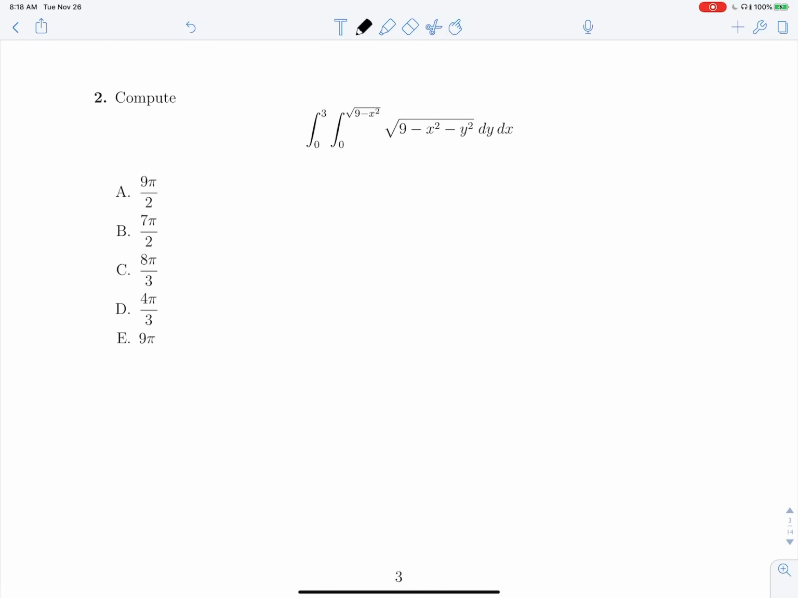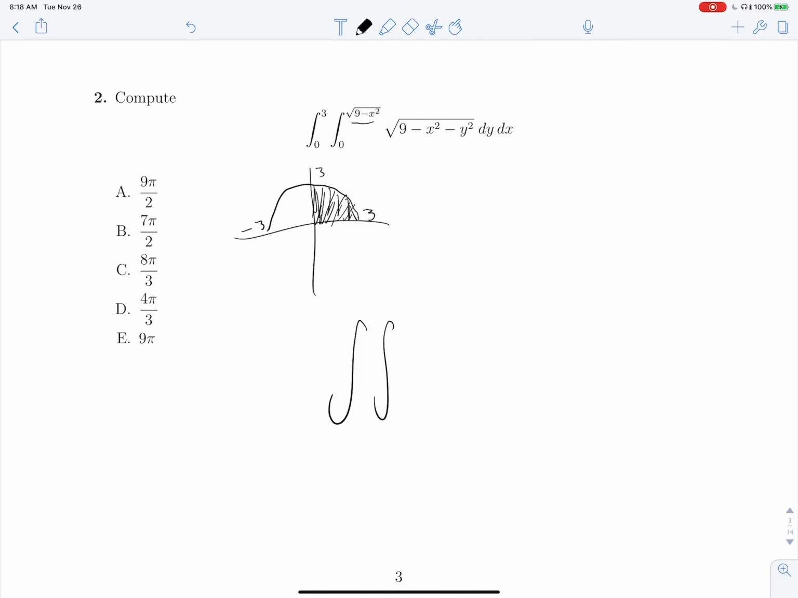Okay, let's compute this integral. It looks like we're going to be using polar coordinates for this. Let's take a look at what our region is. It looks like we're dealing with the upper semicircle of radius 3, like that. And then x is running between 0 and 3. So we're dealing with this region right here.